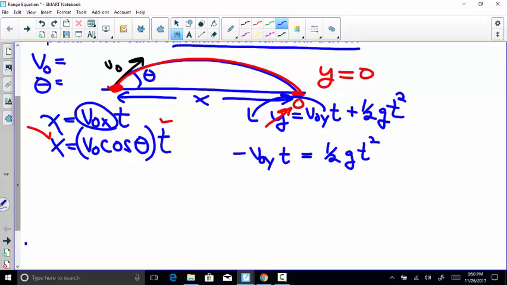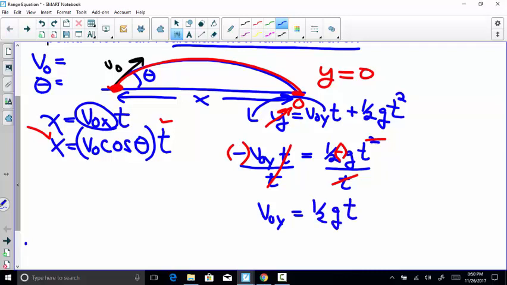Now, I'm going to do some fancy things here. I'm going to get rid of t by dividing both sides by t. And I also know that gravity is negative, and I have a negative here. So because those two I know are going to be negative, I'm going to drop the negative sign right now. So my t goes away and that t goes away, and I end up with v initial y equals 1/2 g t.